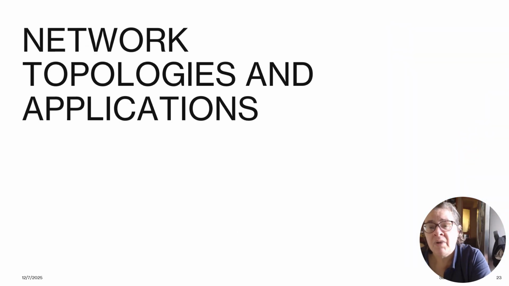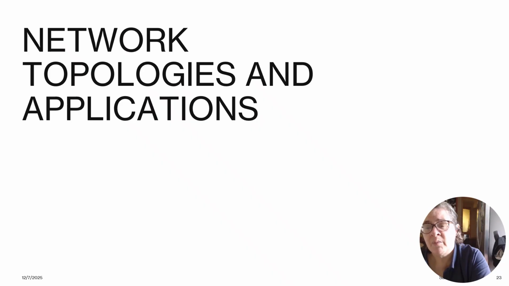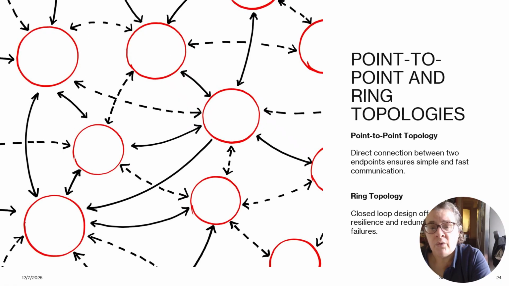We will look at common optical network topologies and applications, from point-to-point links to complex deployments like FTTX and data center infrastructures. Point-to-point topology connects two endpoints directly, while ring topology forms a closed loop, offering resilience and redundancy in optical networks.